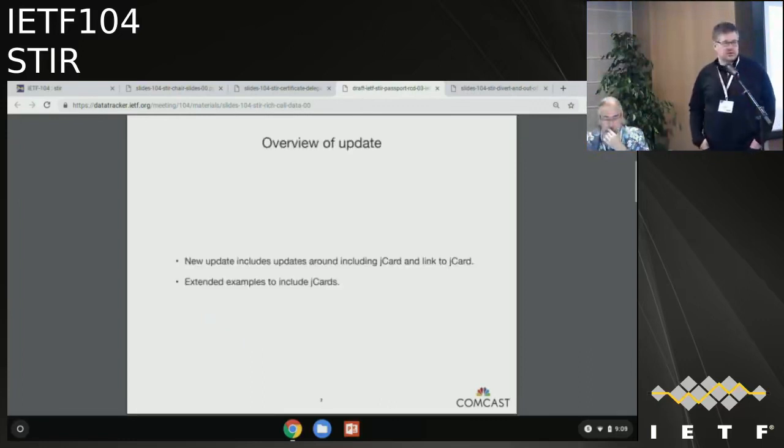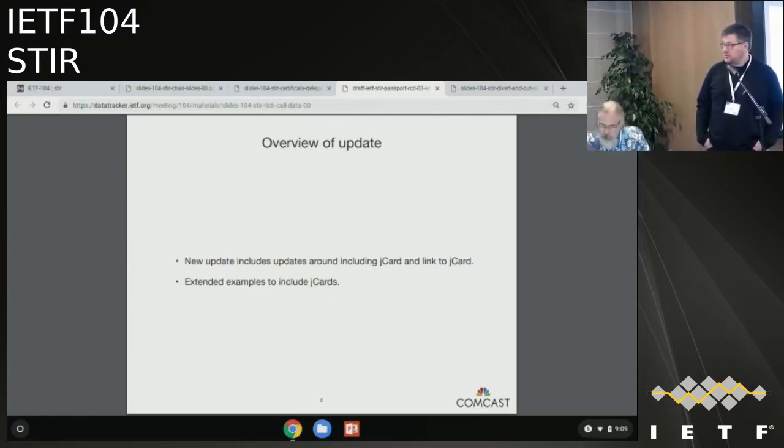Pretty much the update: there were actually two updates, but the third was just a minor one to address a comment Russ had. The major addition here is adding jCard. We discussed this at the last meeting as well, so I don't think there are any surprises here. And of course, I extended all the examples, trying to include both normal STIR and SHAKEN as well. Next page.